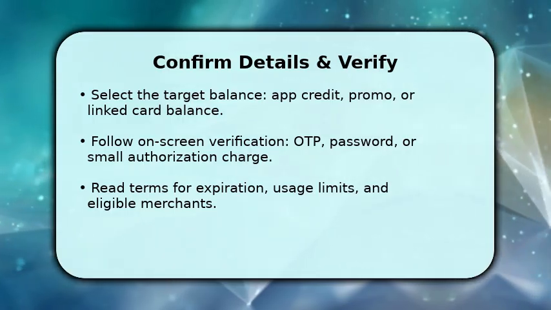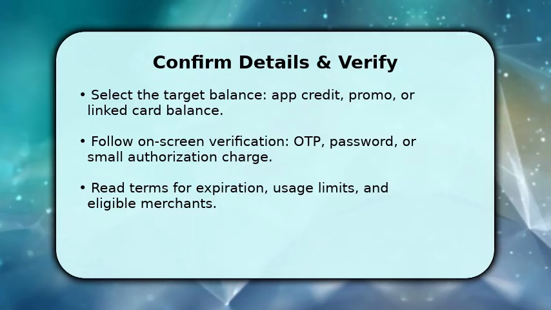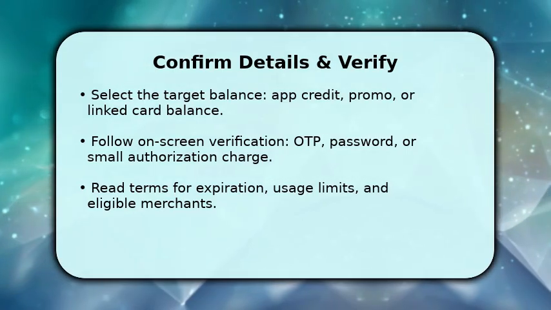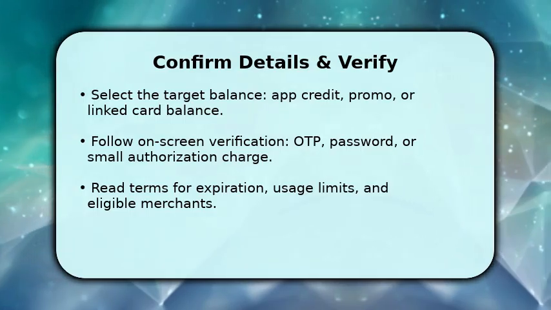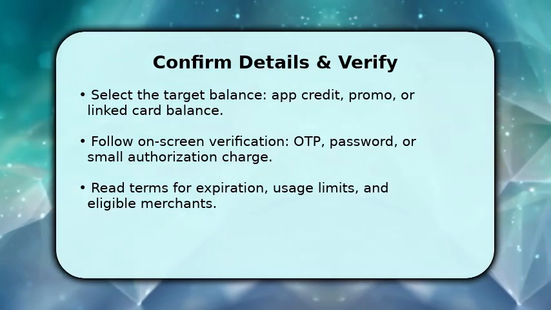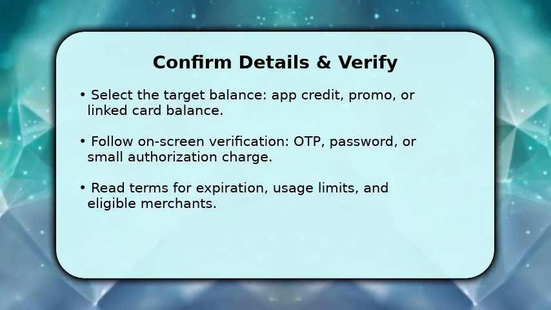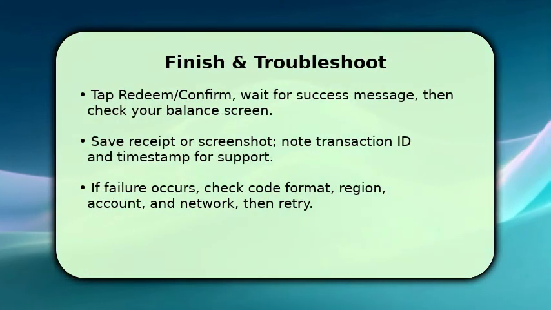Occasionally, a temporary small authorization appears on a linked card. It disappears after verification. Make sure to read the redemption terms shown on screen so you understand expiry, usage restrictions, and which merchants accept the credit. Complete the process by tapping Redeem or Confirm and wait for the success confirmation.